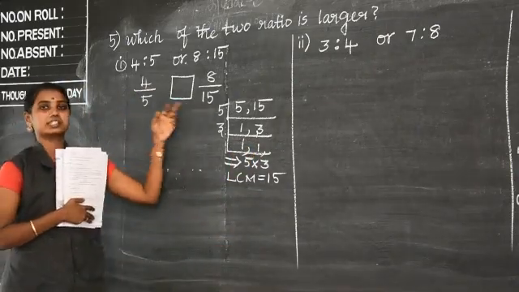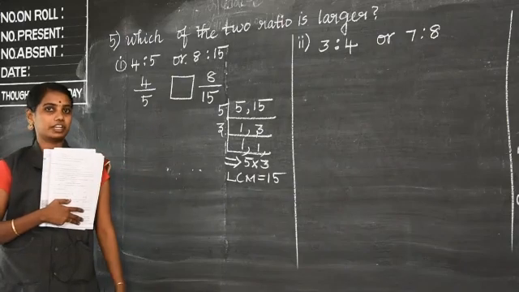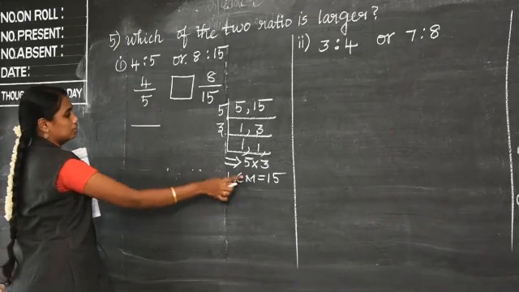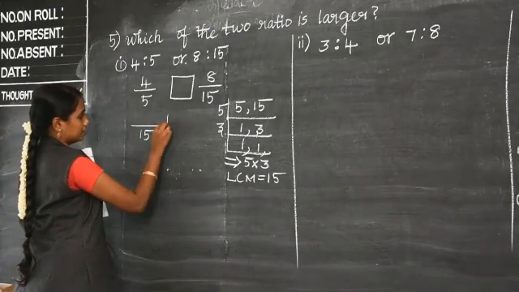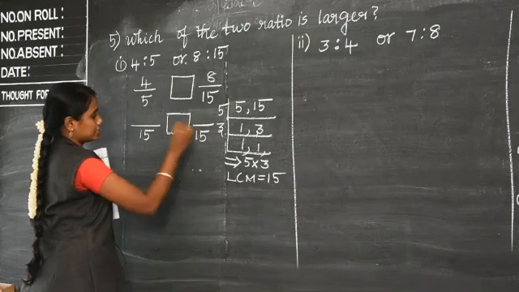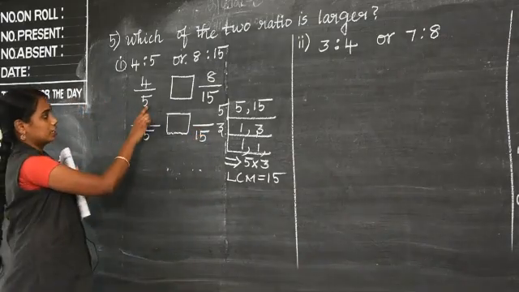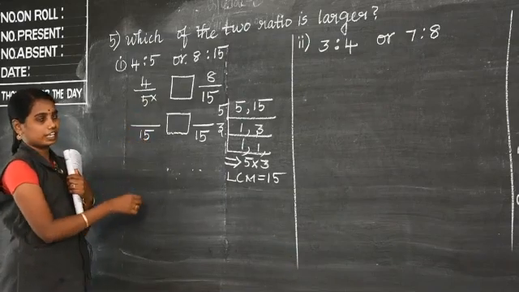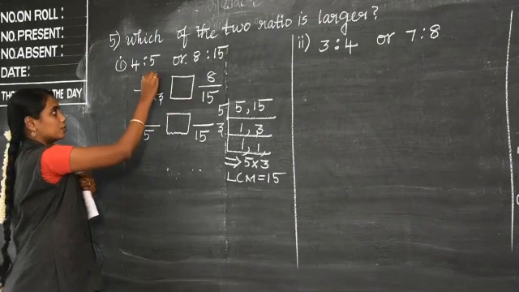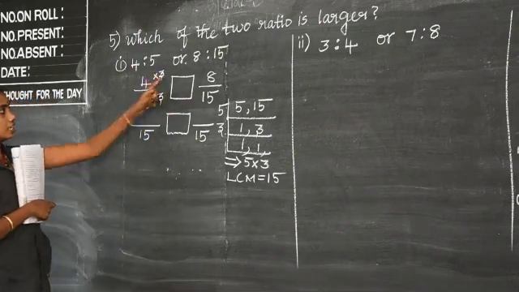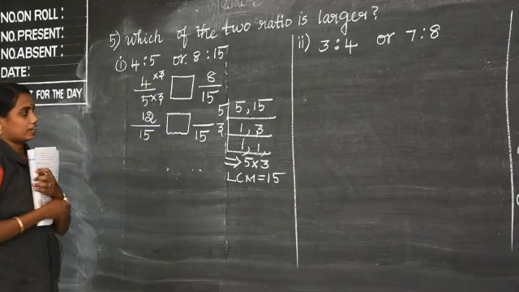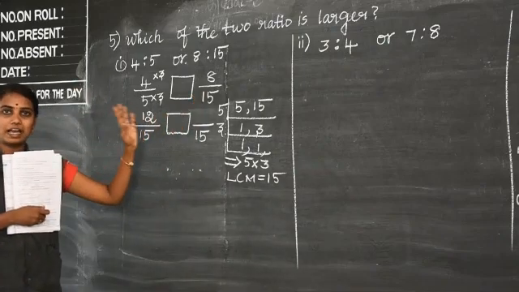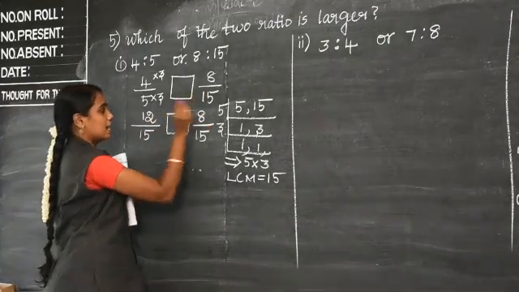Why do we take the LCM here? Because when the denominators are the same, you can compare the numerators. So now change the denominator to 15. Here 5 is there, we change it to 15. To which number should you multiply to get 15? 3. So here also multiply by 3. 4 threes are 12. Likewise here 15 is already there, so you don't need to multiply by any number. Write the numerator as it is.